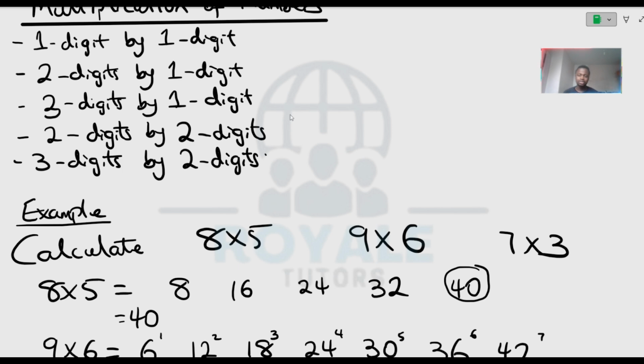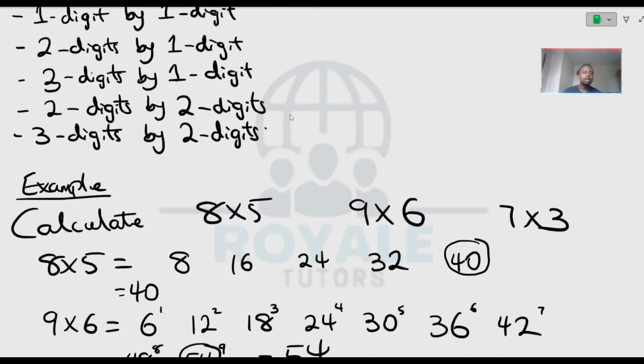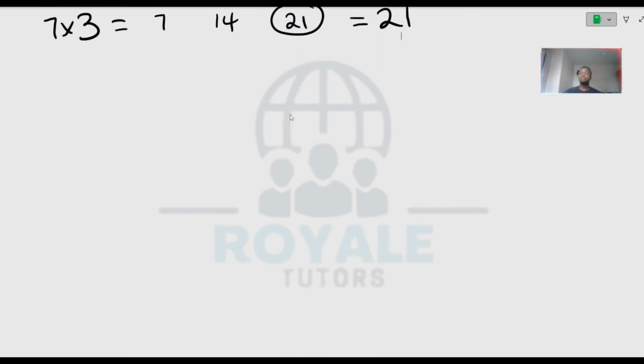For the first one, I'm not going to give you any exercise on that. Two digits by one digit. How do you multiply two digits by one digit?